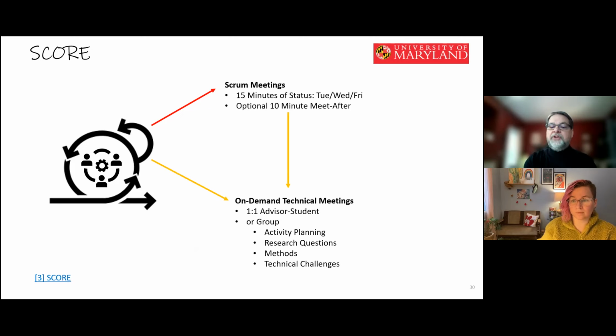They would pose research questions, talk about methods, talk about technical challenges. They would be visible to the work. They would talk about how they would get that work done. And they didn't do a lot of the other types of things, but these on-demand technical meetings served the whole process of Scrum as well. They just spun them up as they needed them.